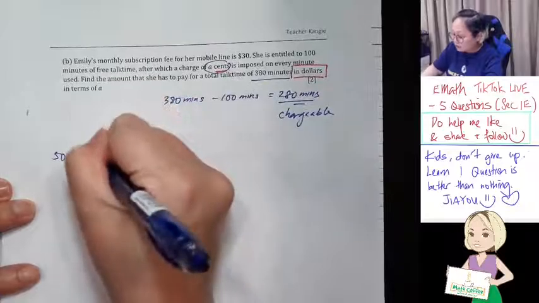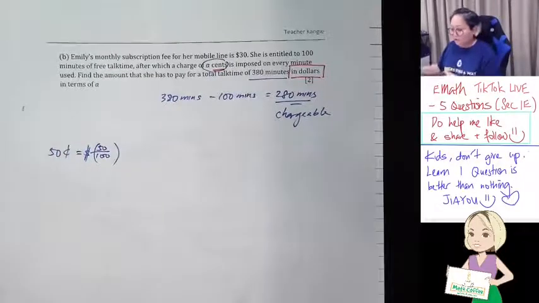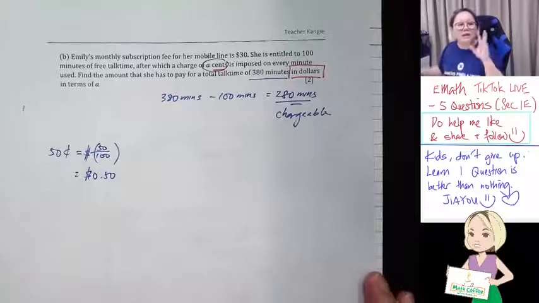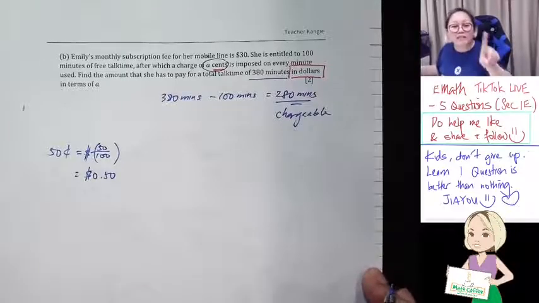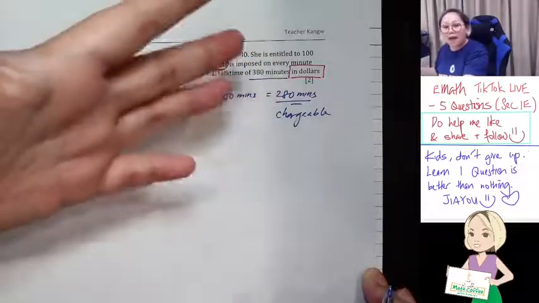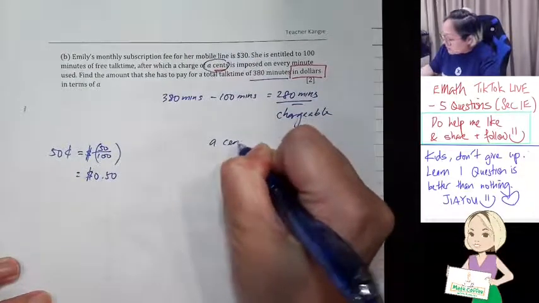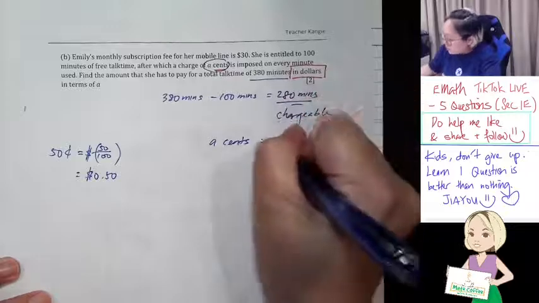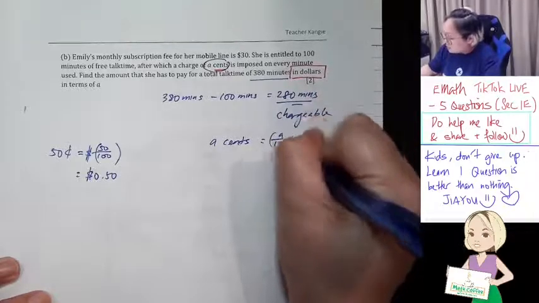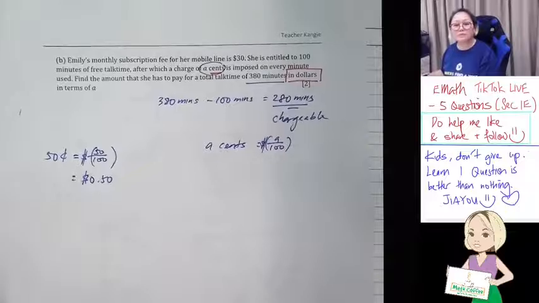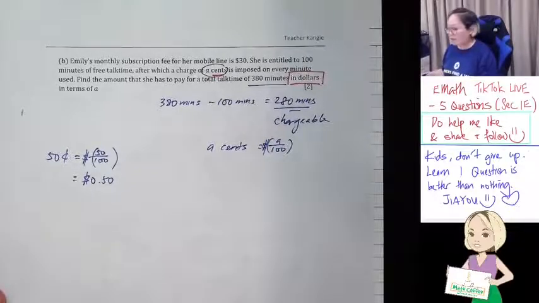Then of course I put the dollar sign, right? Which in this case is $0.50. Take note, cents to dollar we divide by 100. So it's the same thing as my algebra. If I'm going to take A cents and change to dollar, it will be A over 100 dollar. Understand? Yes, just divide by 100.